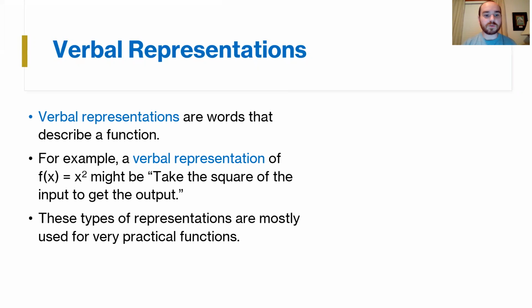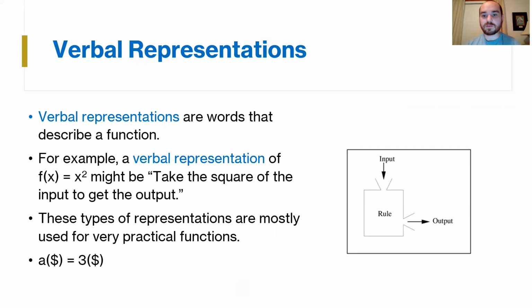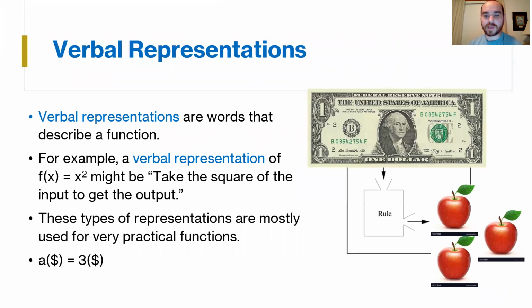These types of representations are mostly used for very practical functions. So for instance, the one that I'm about to show you is an example of buying apples. In this case, A is used to represent the apples because those are our output. And dollar signs represent the number of dollars we put in. So this function basically says that for every $1 I put in, I get $3 out. The way you might say this in a verbal representation is multiply the input by 3 to get the output. But remember, if we have our input and output machine, we put in $1 as our input, we get out 3 apples as our output.